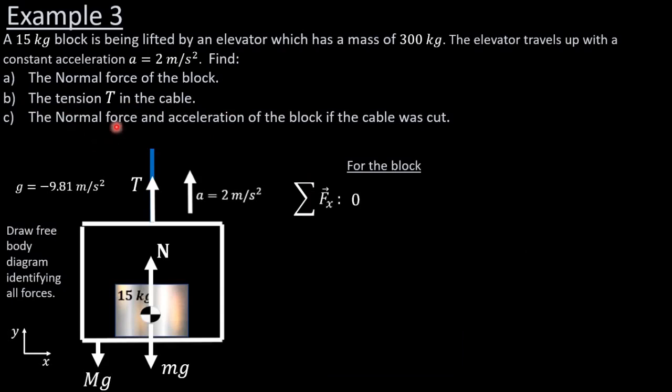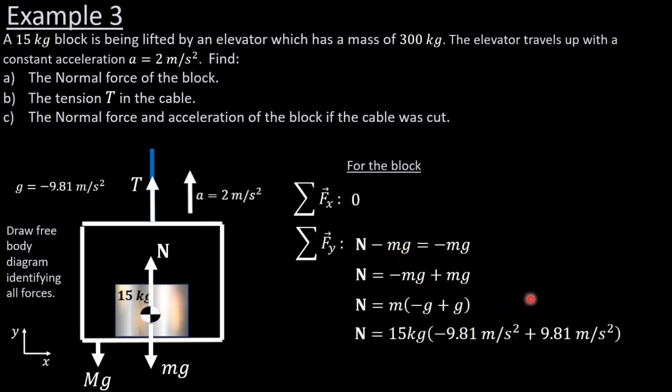So now we need to find the normal force and acceleration of the block if the cable was cut. So the sum of the forces in the x direction for the block is 0, and the sum of the forces in the y direction for the block is going to be this. And we equate that to ma, where m is just the mass of the block, and it's minus because once that's cut, it's going to drop down in the negative y direction, and it's going to have an acceleration of g, so we substitute a with g. So I add mg to both sides to get this, factor out m, substitute my numbers in, and I get the normal force is going to be 0 newtons.